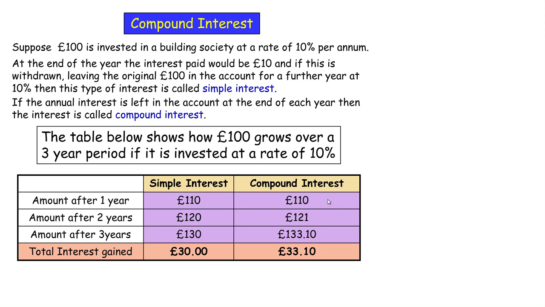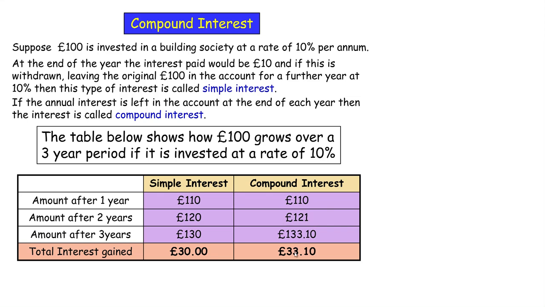With compound interest, it's slightly different. So we earn interest on the original amount plus the interest. So after 1 year, we've earned £10, so it goes up to 110. Then we earn interest on that whole 110. So it'd be £11 plus that, gives us 121. And then we earn interest on the whole 121.